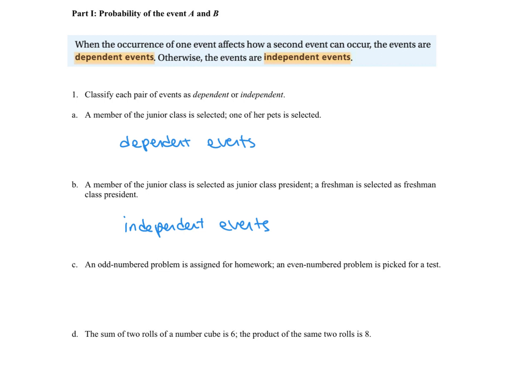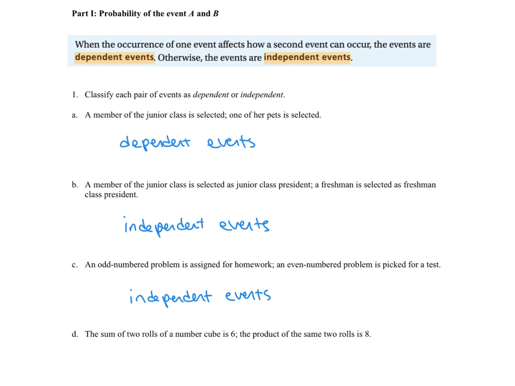Part C. An odd-numbered problem is assigned for homework. An even-numbered problem is picked for a test. What do you think? Again, these are independent because they're different sets of problems. So it doesn't matter which odd numbers you choose, you still have the same even number problems to pick from for the second event. And the last one, the sum of two rolls on a number cube is 6.